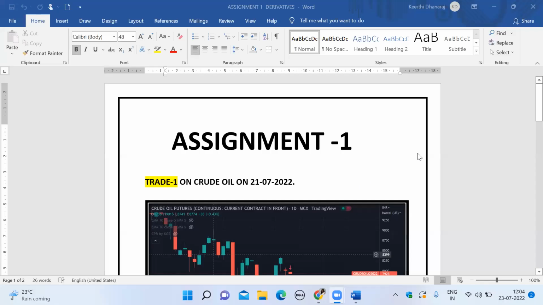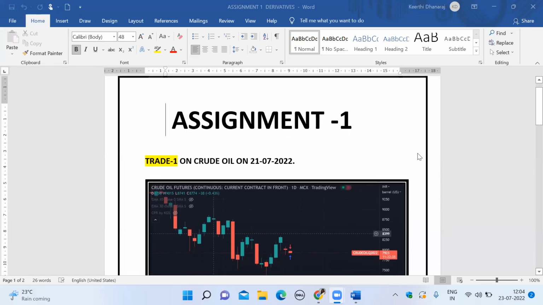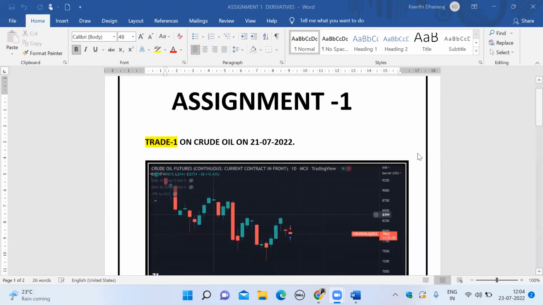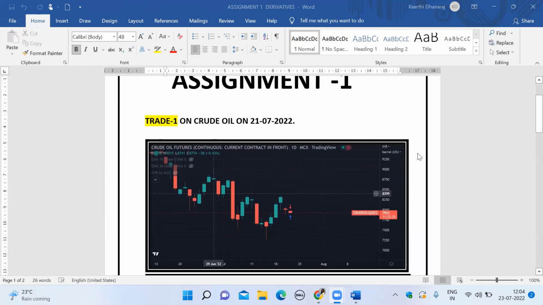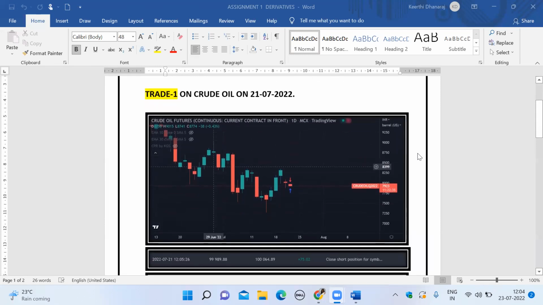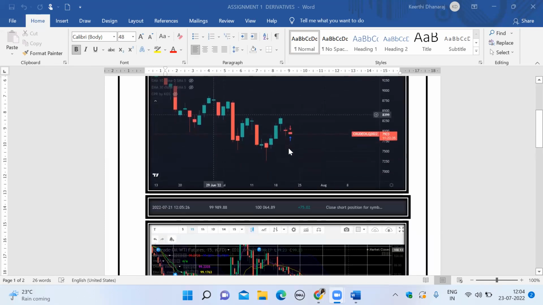Kirti, share your screen and explain to me. I think Chavi is disconnected for some reason. Is it getting shared now? Yeah, I can see. So basically, sir, I tried this one trade on TradingView. Yes, this is on 21st, that is like day before yesterday.